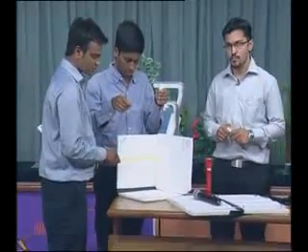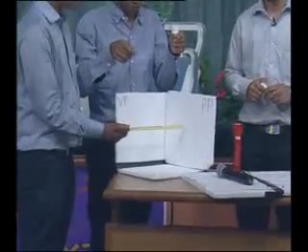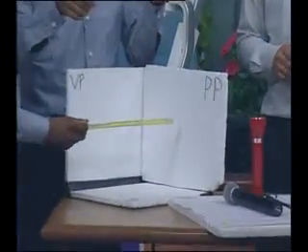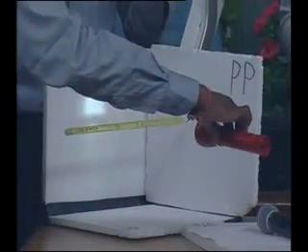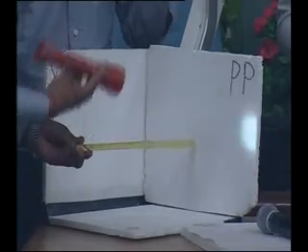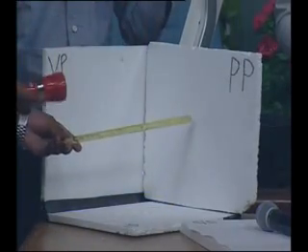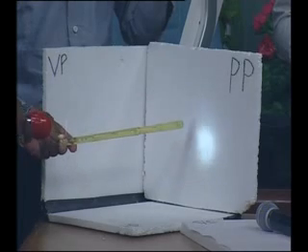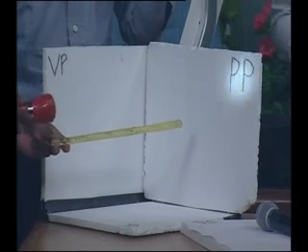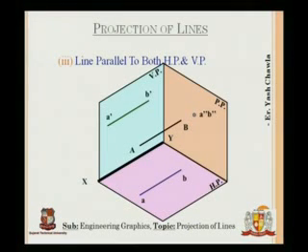The line is parallel to HP as well as parallel to VP, and the line is perpendicular to the profile plane. That means its front view gives a straight line, as well as its top view gives a straight line, and on the profile plane you get only a single point, exactly as shown in the figure.